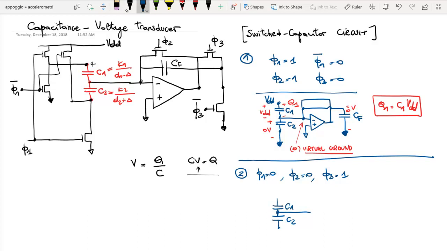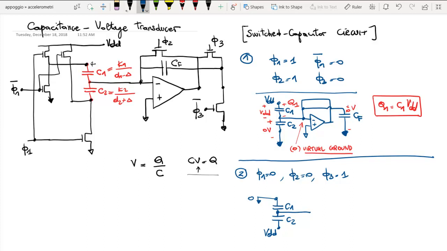And now C2, the bottom node of C2, goes to VDD, because the switch driven by phi 1 negated is on, and the top node of C1 is connected to ground. So basically we have inverted the voltages on the top and the bottom of C1 and C2. Okay? This is just what we have done, nothing more than that.